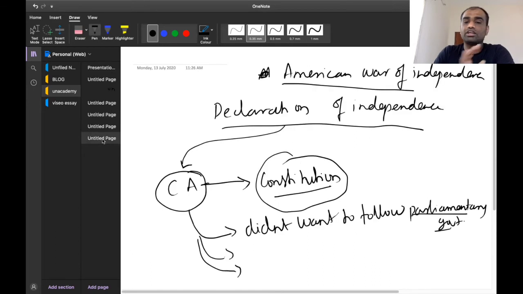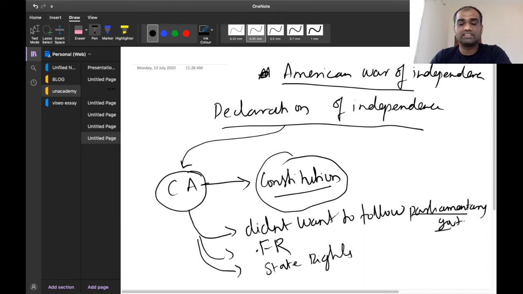They wanted to curtail the powers of Parliament because this Constituent Assembly, first and foremost, wanted to preserve their fundamental rights. In the US, it is called the Bill of Rights. First and foremost, they wanted to preserve the Bill of Rights. After that, they wanted to preserve states' rights as well. Clear?